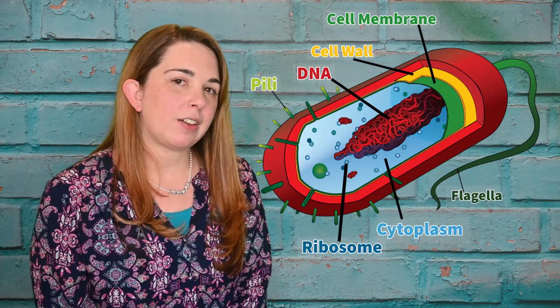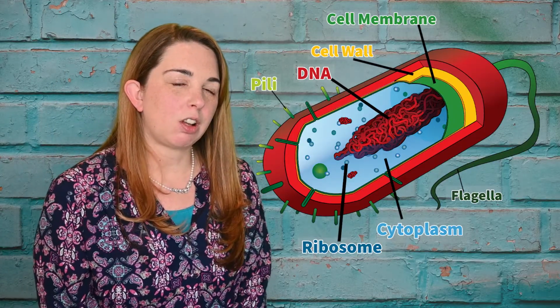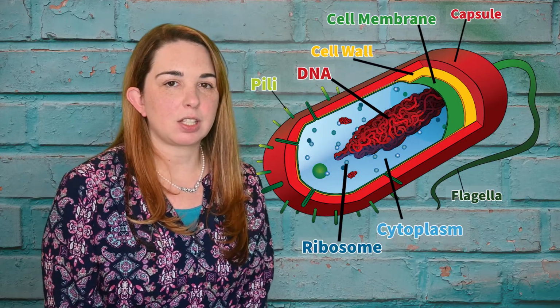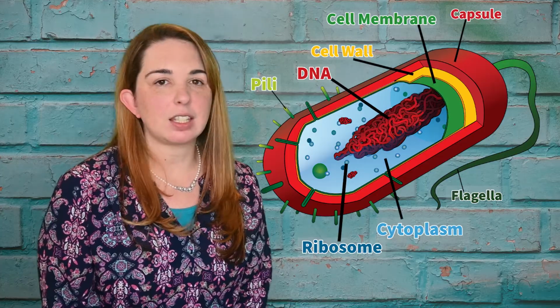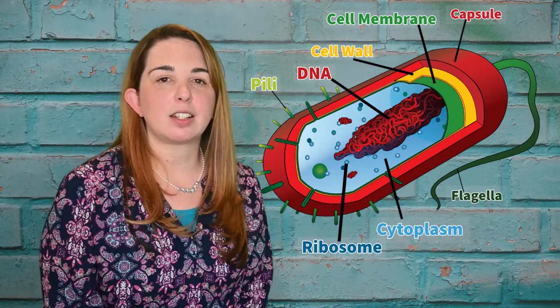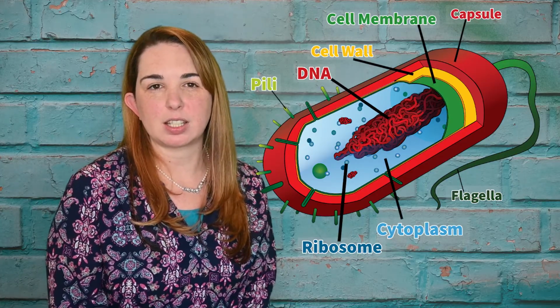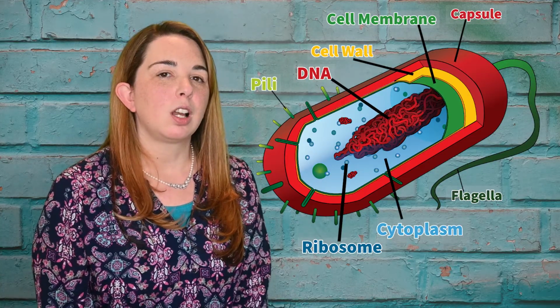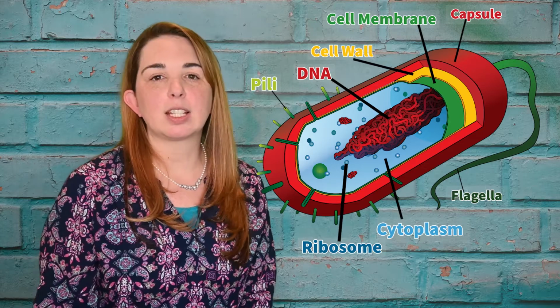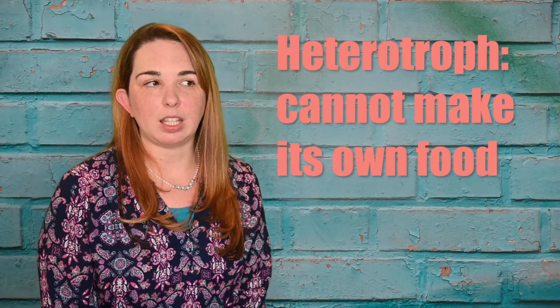Some bacteria have an extra layer outside the cell wall called a capsule, and its job is for extra protection against heat and antibiotics and different things that could destroy the bacteria cell. It's just something that the cell has evolved to have for controlling its lifespan.